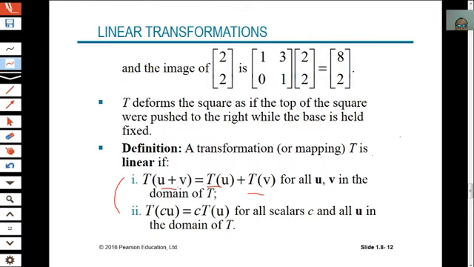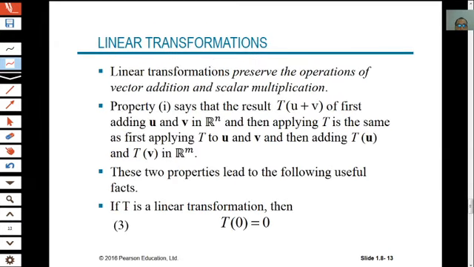And also it is distributed over scalar multiplication. Namely, we can write c outside of the transformation, c times T of u, where c is a number and u is a vector in the domain of T. These properties are satisfied for all vectors in the domain of the transformation. If you have this situation, we say it is a linear transformation. We have a special set of transformations which is called linear transformations. So linear transformations preserve the operations of vector addition and scalar multiplication.